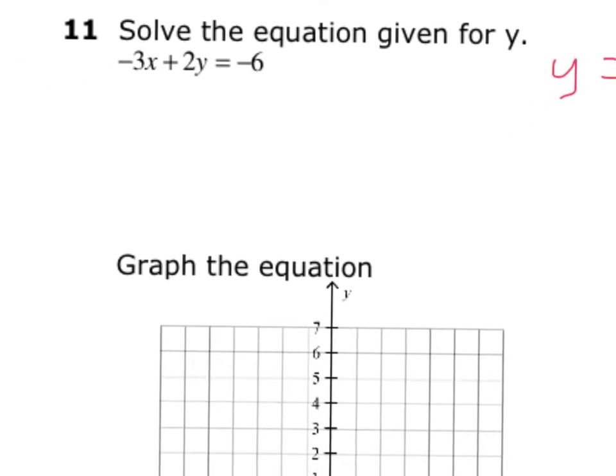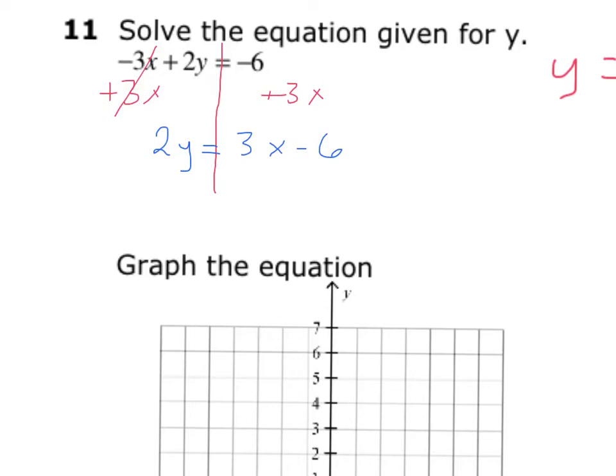So I will split my sides here. And I need to get y all by itself. So in order to do that, I have to get rid of the -3x and the 2 in front of the y. So if I want to go to the opposite side of the equal sign, I need to do the opposite operation. So if I have a plus a -3x here, I need to do the opposite, so I'm going to add 3x to both sides. Okay, they cancel here. I'm left with 2y equals 3x minus 6.